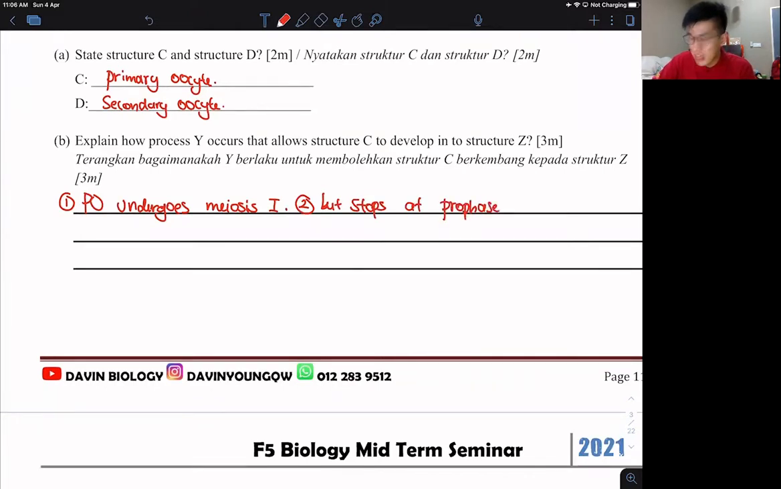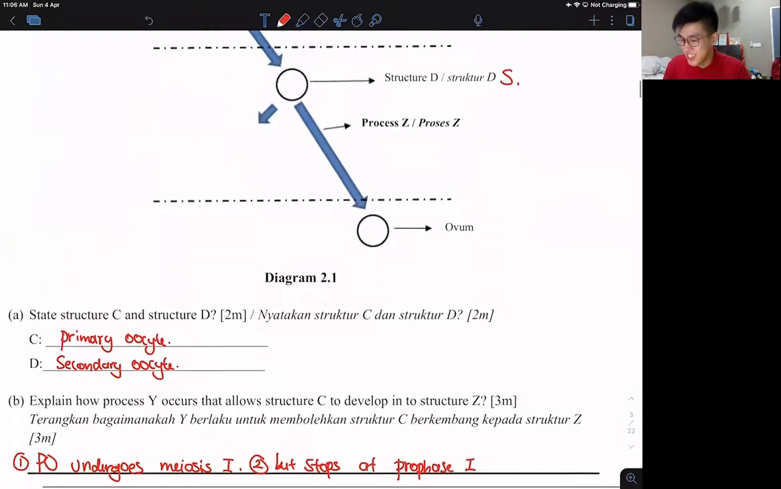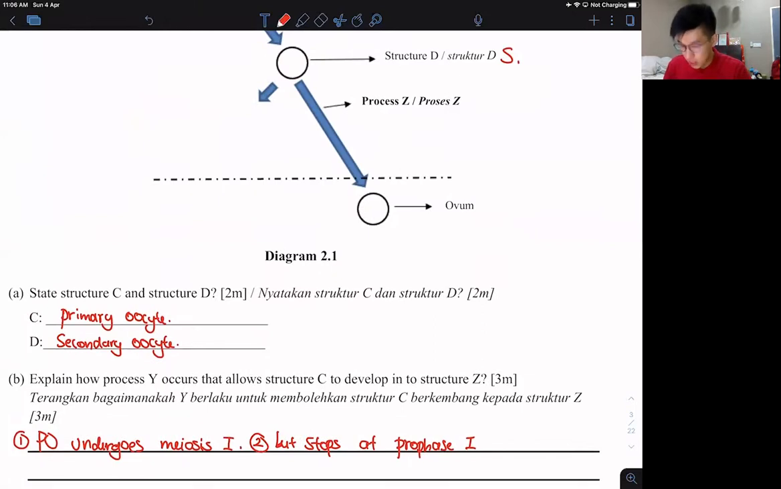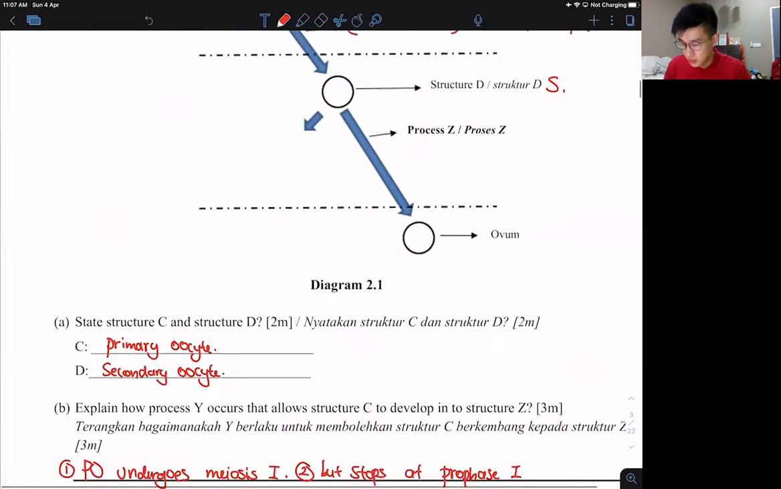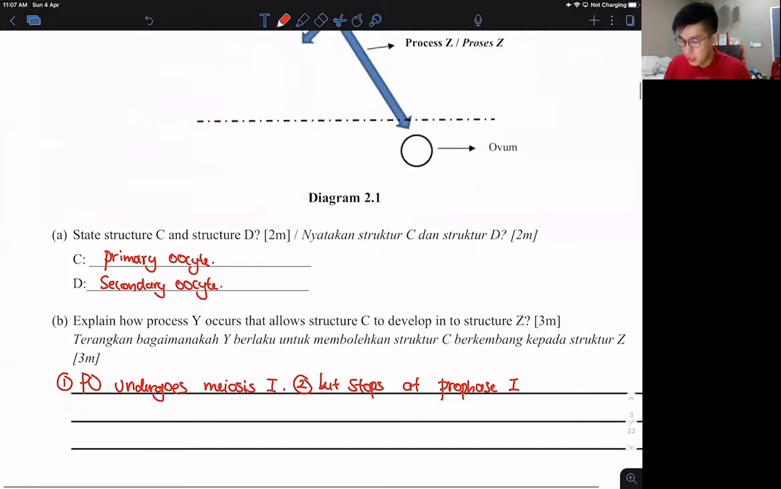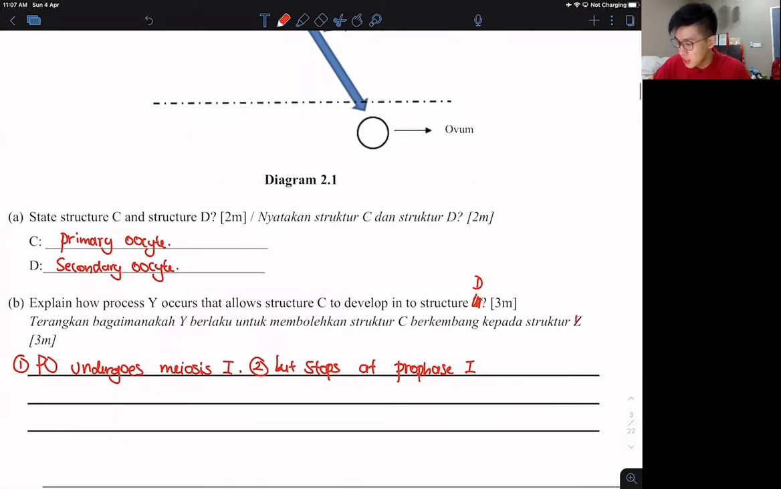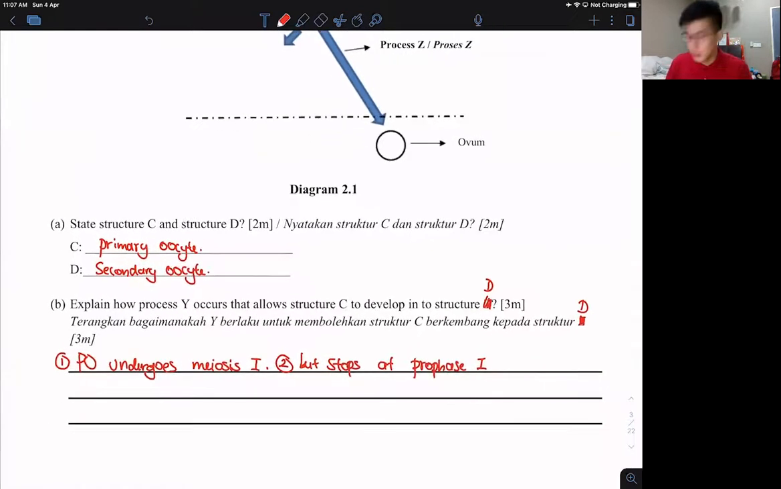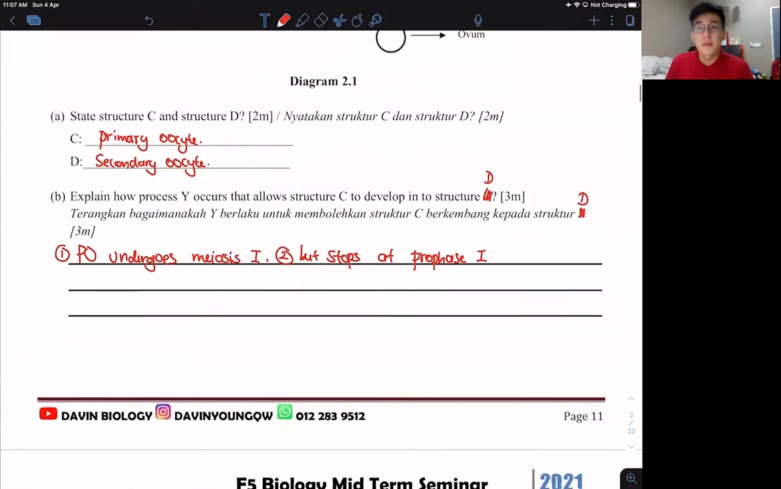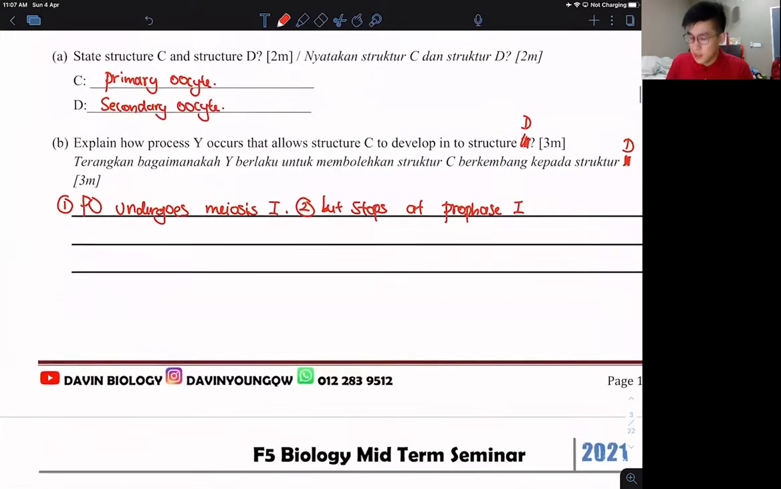Even the phases, prophase, metaphase, are also very specific. I need to say stop at 1 or 2. So if it's meiosis 1, I stop at prophase 1. The question is on structure D, how structure C develops before structure D. Sorry, yes, very sorry about that. This is D. Sorry, structure D, correct. But it stops at prophase 1.